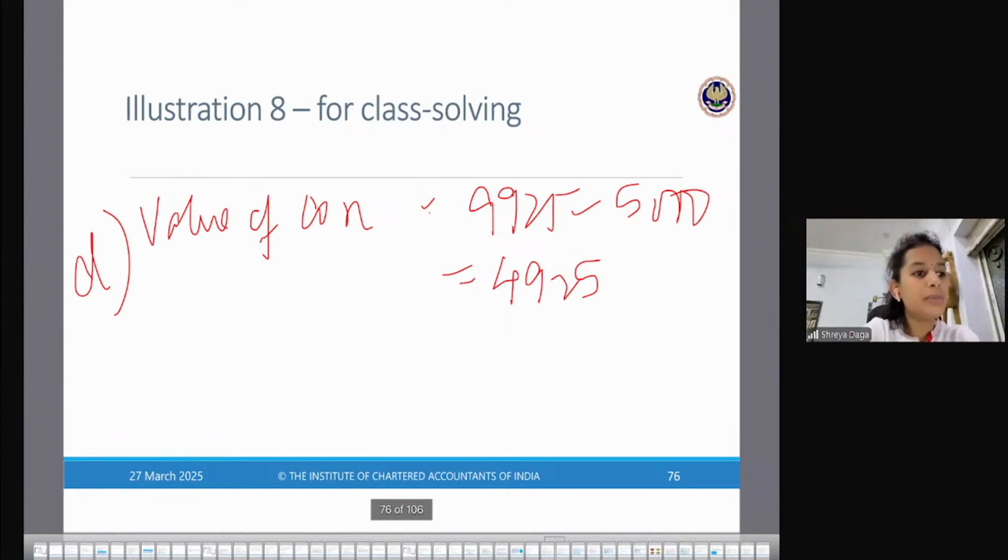Now let's move to point number E. Point number E says, read the sum. That's my question.